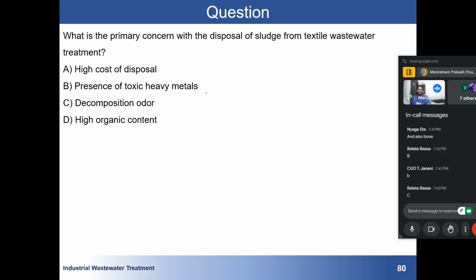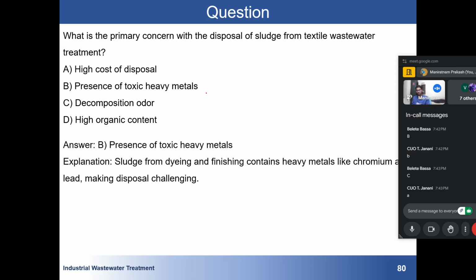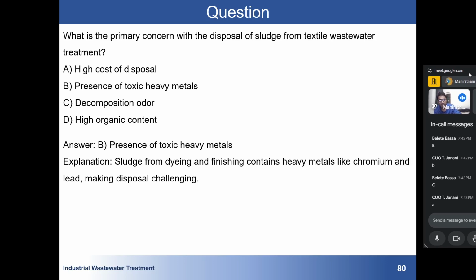What is the primary concern with the disposal of sludge from textile wastewater treatment? What is the primary concern with the disposal of sludge? A. High disposal cost. See, we have lots of money. People have lots of money. Not in the sense of lots of money, but yes, that is also a concern, that high amount of cost.